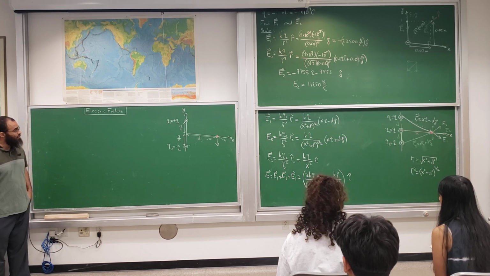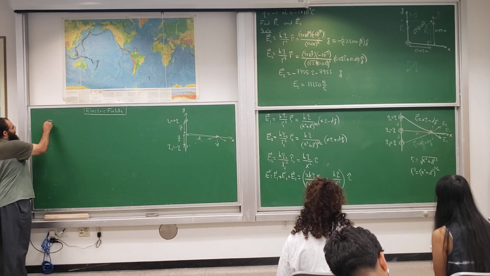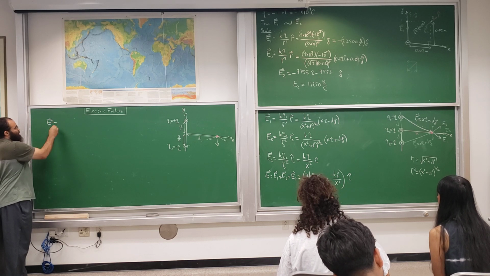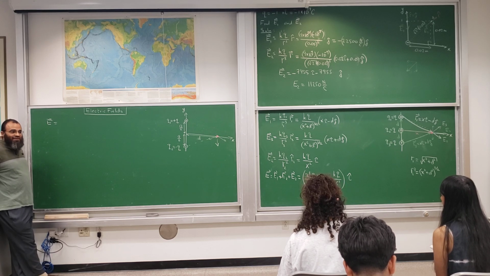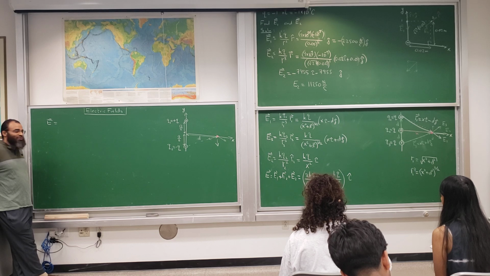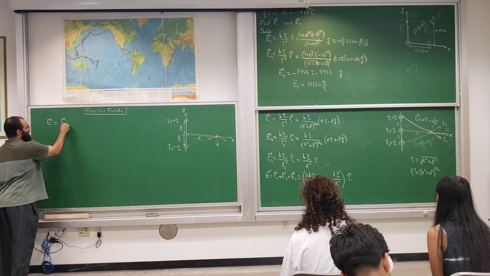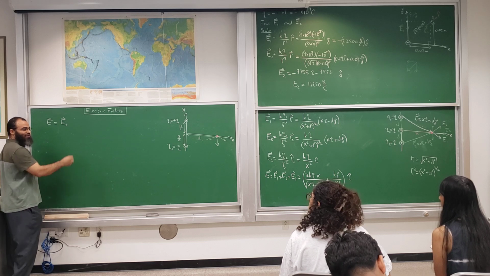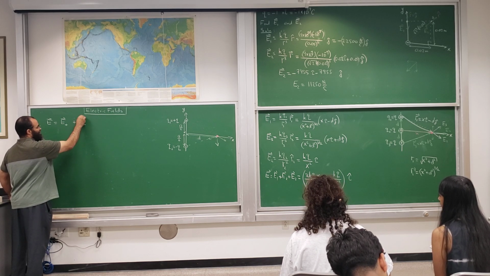So we're going to find it. So the total electric field would be the electric field due to the plus charge plus what? The electric field due to the minus charge. All right. So I'm going to call that E plus, the electric field due to the plus charge, plus E minus, the electric field due to the charge that's minus.